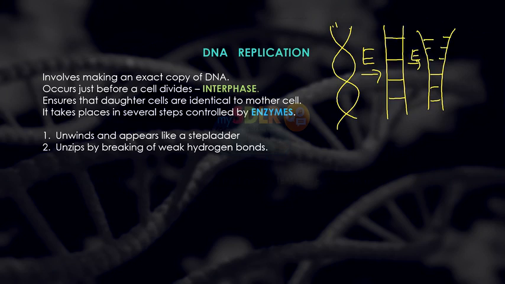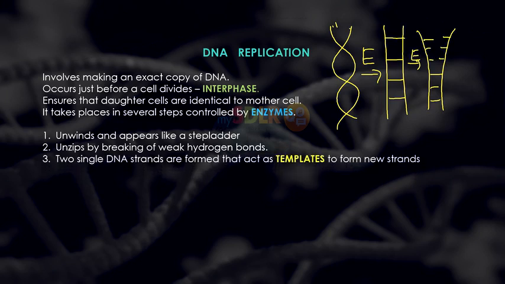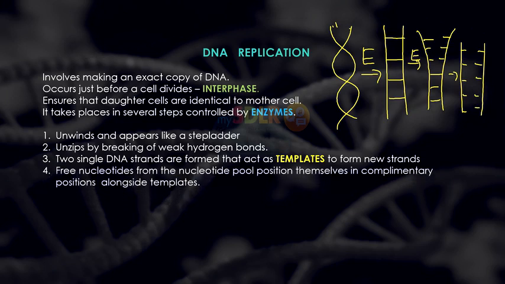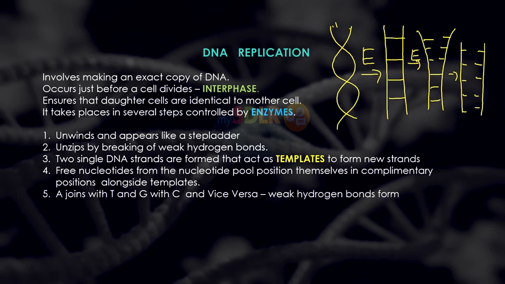When the strands have unzipped, you land with two single strands of DNA. Each of these strands now acts as a template to form new strands. Free nucleotides from the nucleotide pool position themselves in complementary positions along the templates. Adenine joins with thymine, guanine will join with cytosine, and vice versa.